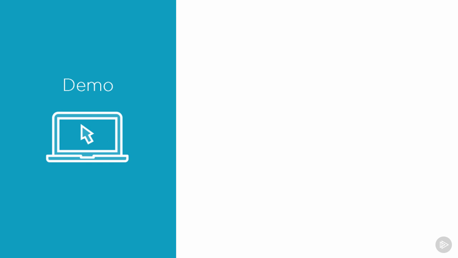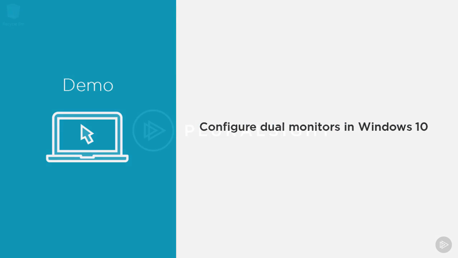In this demonstration, I will be configuring dual monitors in Windows 10. You might do this so that you've got more screen real estate and you can put one app on one screen, such as keeping your email open all the time, while working on something else actively on a different monitor.